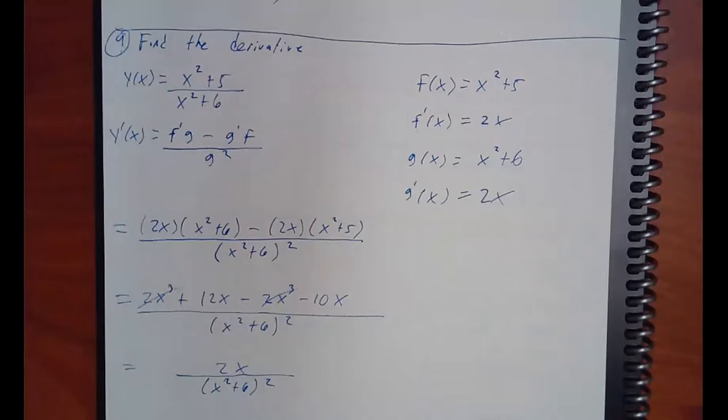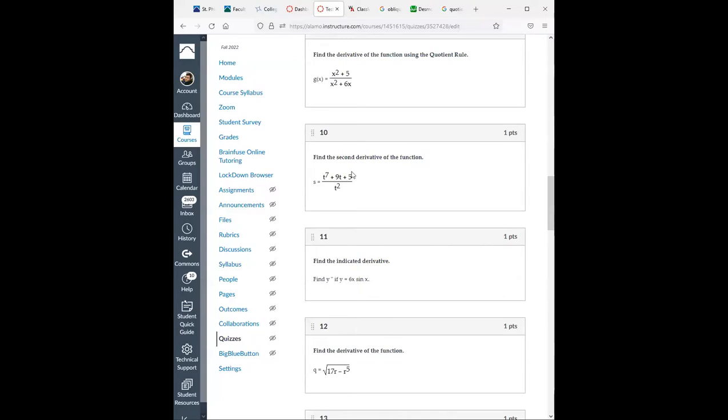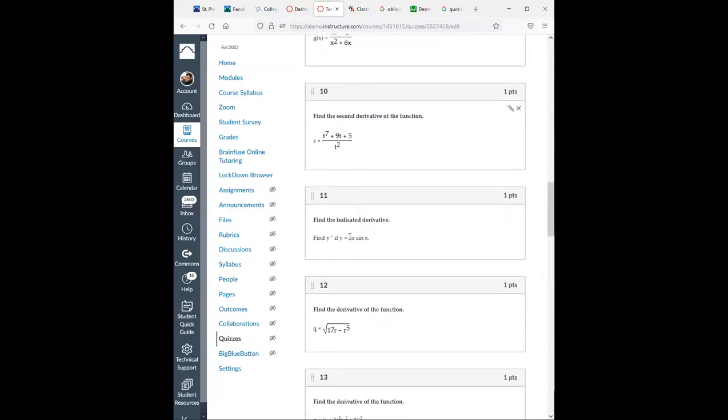Number 11, let me show you. So 10 is just another quotient. You could divide them and then do it, but whatever. So to you on this guy. 11 wants you to do two derivatives of the same thing. So you do it one time and you do a product and then you do it again. Okay, have any questions on 11?